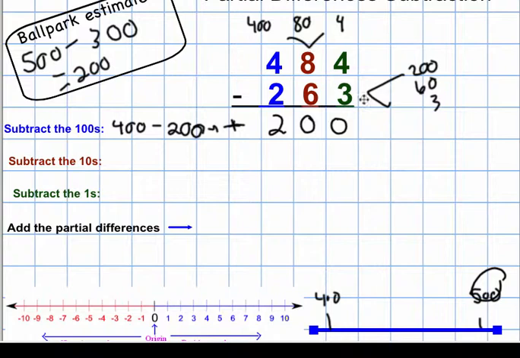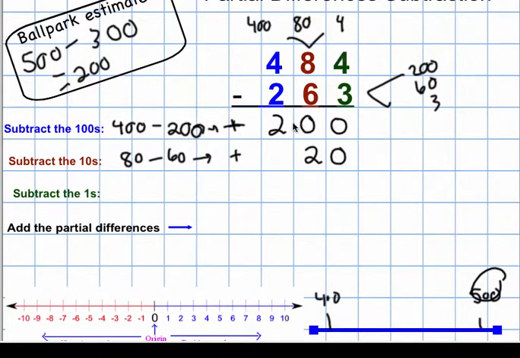Let's subtract the tens next. I have 80 or 8 tens minus 6 tens, or 60. So 80 minus 60, that's going to give me another positive number. And I'm going to line it up again, really important to keep everything lined up. That's going to give me 20. And I'm going to put a little plus sign here because we stayed in the positive numbers.